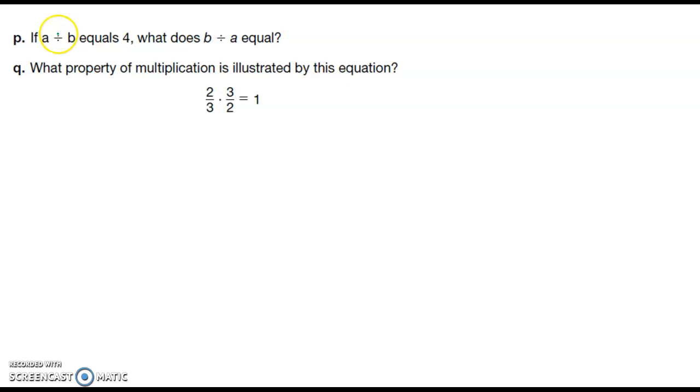P, if A divided by B, so A over B equals 4, what does B over A equal? Well, if A over B is equal to 4 over 1, B over A is going to be equal to 1 over 4. You see, because that means B is equal to 1 and A is equal to 4, and we flipped it. We did the reciprocal.